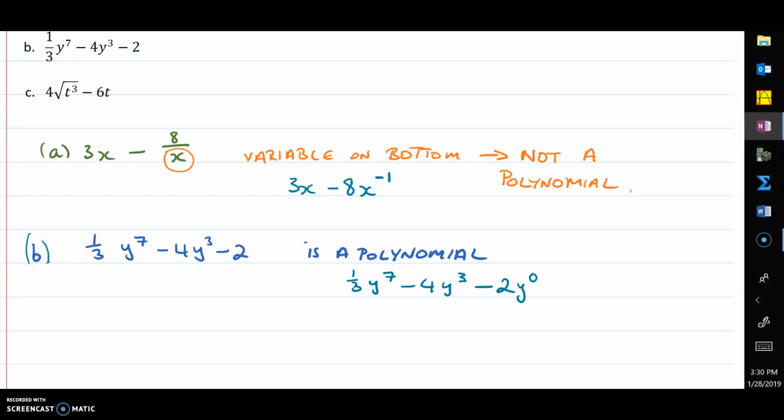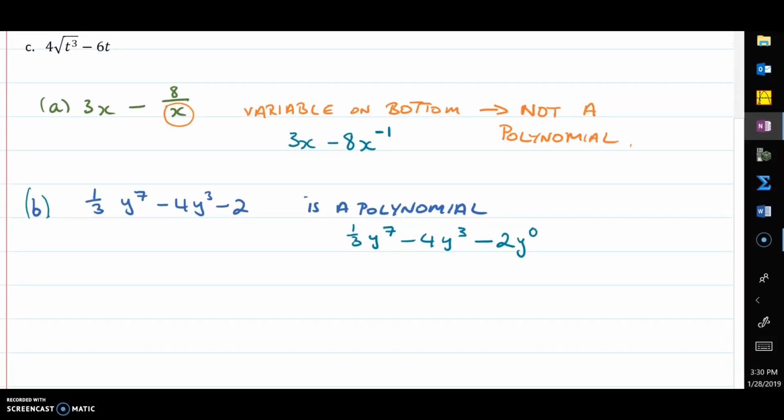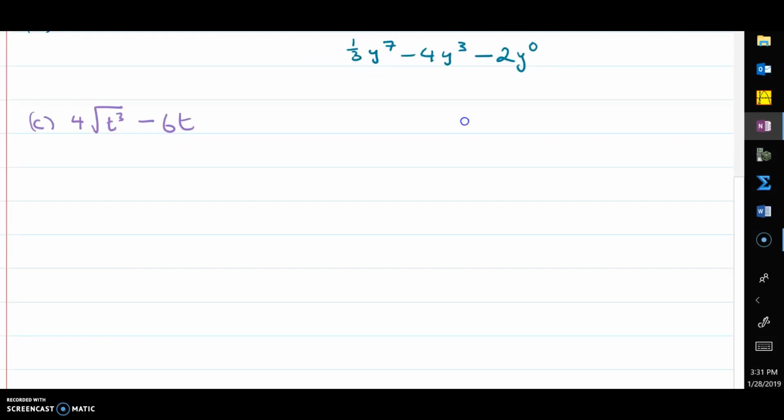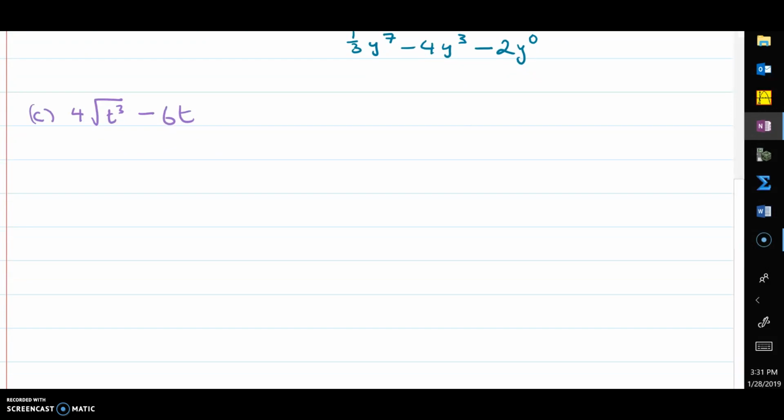Okay, last one. Let's do C. And C was 4 times the square root of t cubed minus 6t. Okay. Now this one is not a polynomial. And the reason for it not being a polynomial is it contains the square root of a variable. So square roots are going to rule your expression out from being a polynomial.